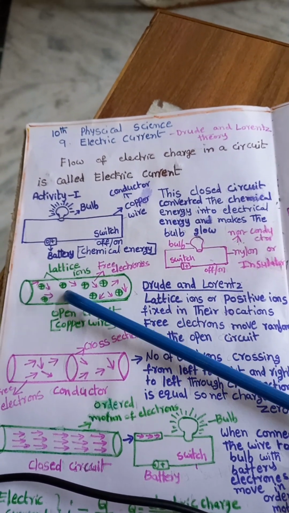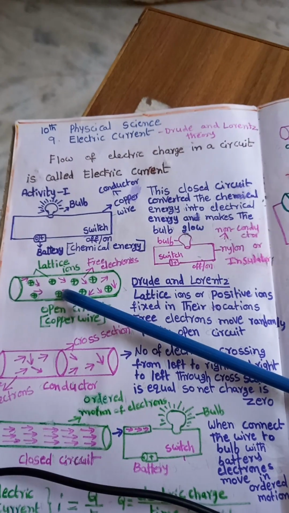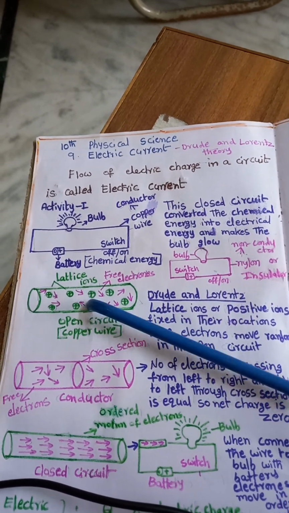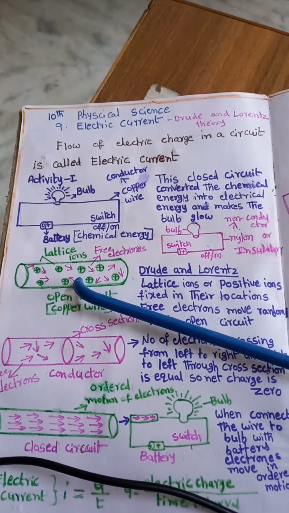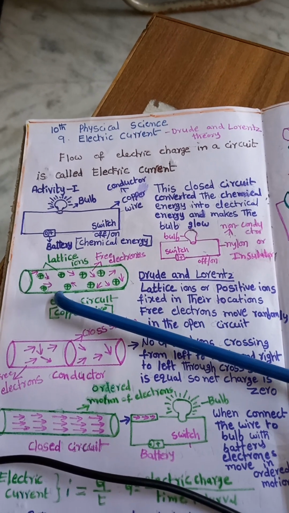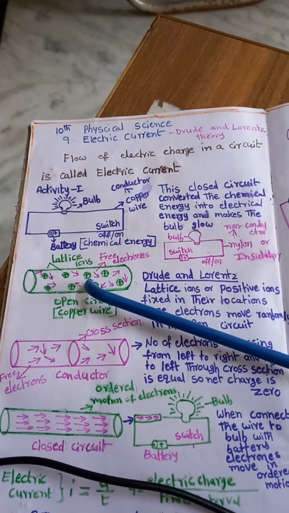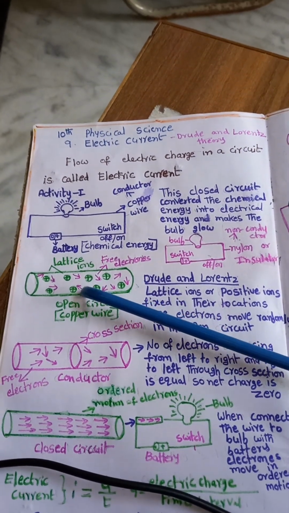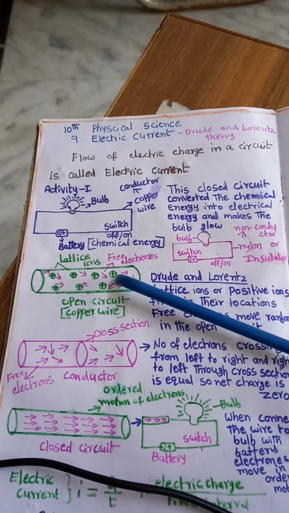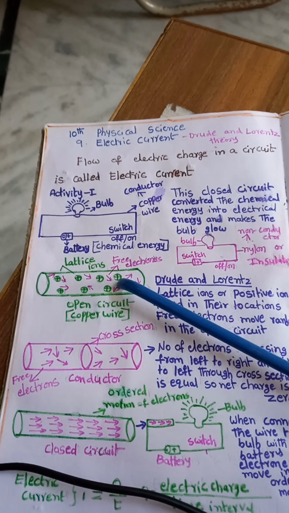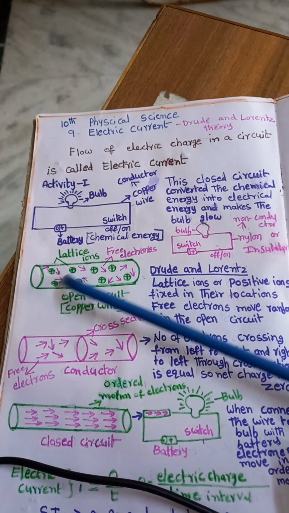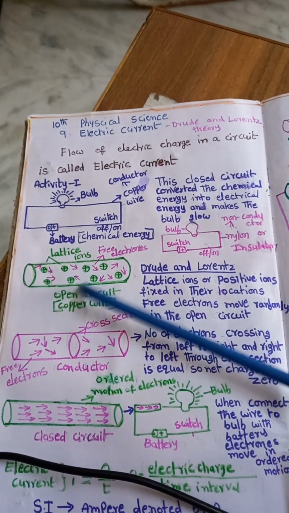So these free electrons move randomly, this side and outside of the copper wire. When the teacher is not there in the classroom, the students move this side and outside of the room. When the teacher comes into the classroom, the students sit in an ordered line. Like that, here also the electrons move this side and that side. So this motion is called random motion.